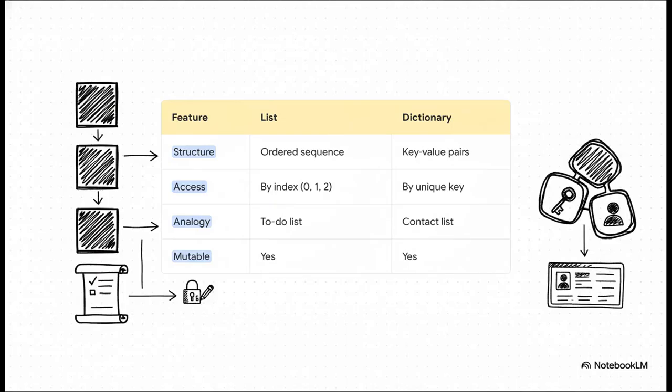And this chart really lays it out perfectly. A list is ordered, right? Item 1, item 2, item 3. You get to them using their numerical position. A dictionary, on the other hand, is all about those key value pairs, like a contact list. So which one do you pick? Honestly, it just depends on what kind of problem you're trying to solve. They're both super useful tools.